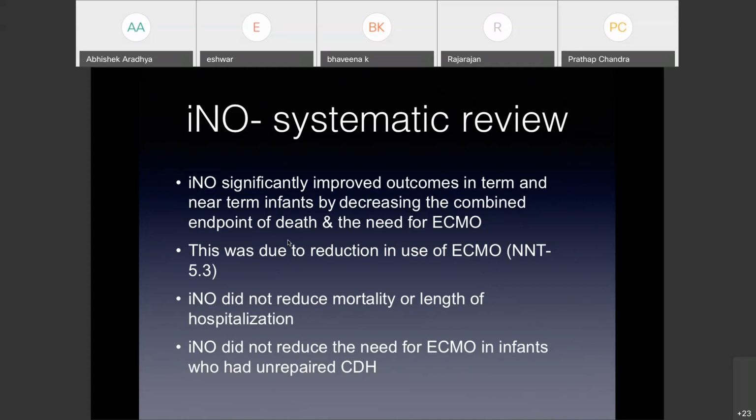It also suggested iNO did not reduce the need for ECMO in infants who had unrepaired CDH. However, I will always suggest starting nitric oxide in babies with diaphragmatic hernia as soon as your OI starts hitting 15 and above. Don't wait until it becomes worse.